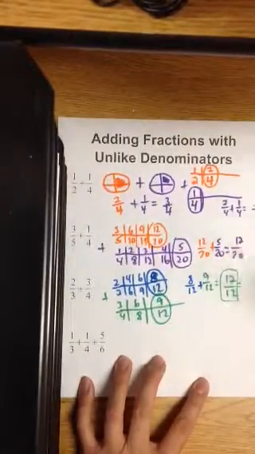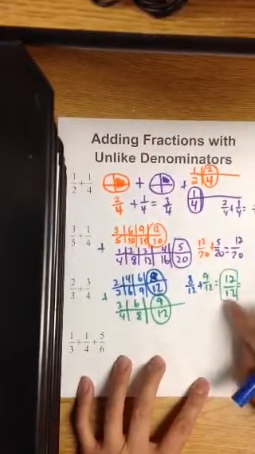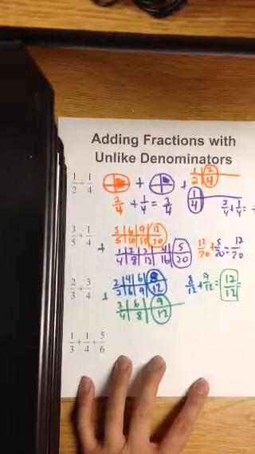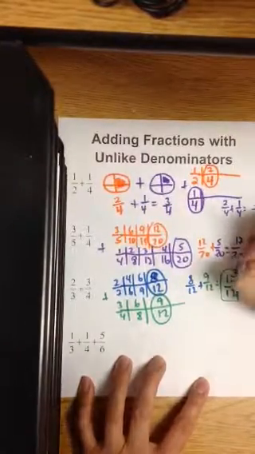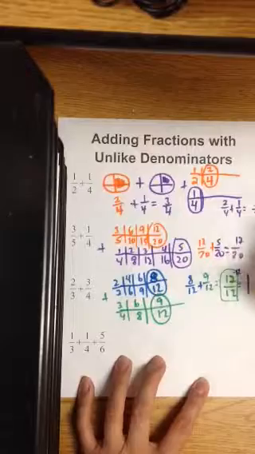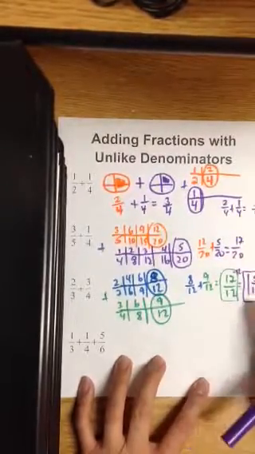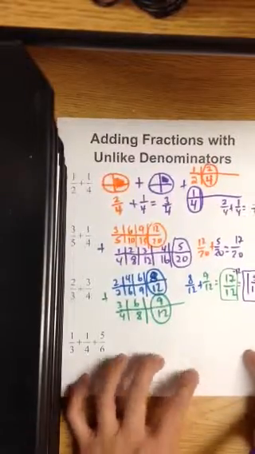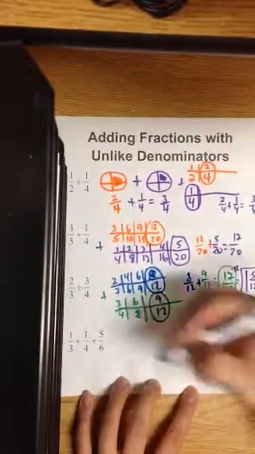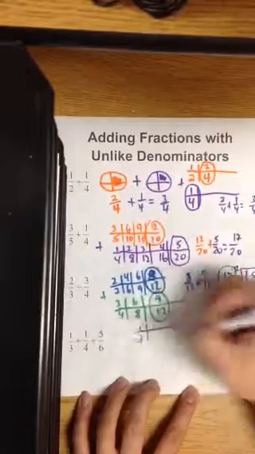Can we turn it to a mixed number? How many 12s go into 17? One time. If I take away 12, your remainder is 5. 1 and 5/12. So 17/12 is equivalent to 1 and 5/12. Our last example, 3 fractions.